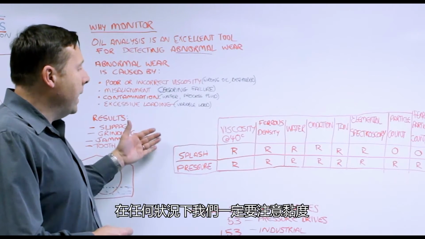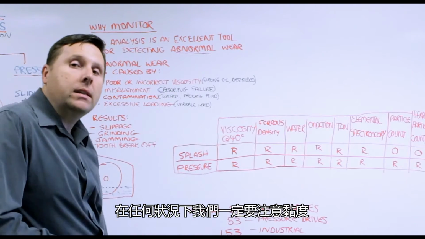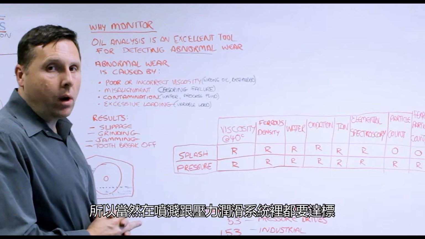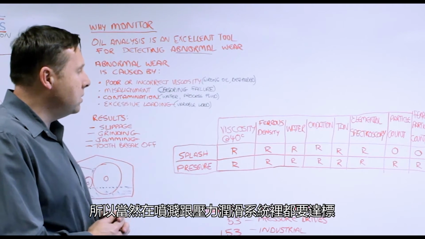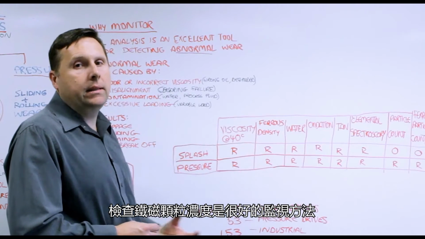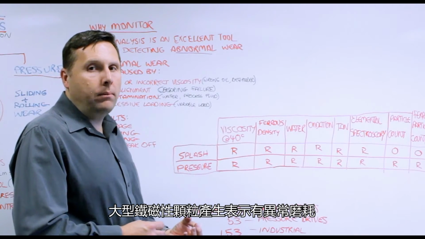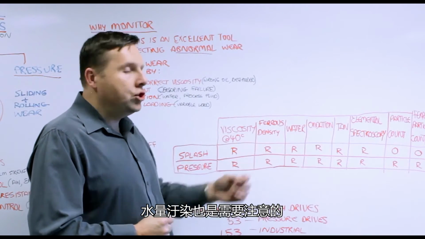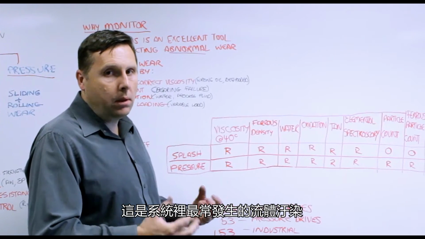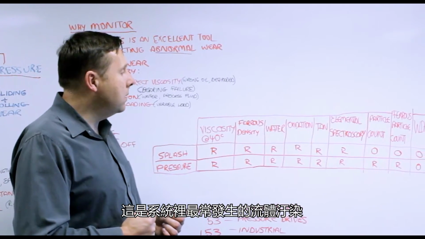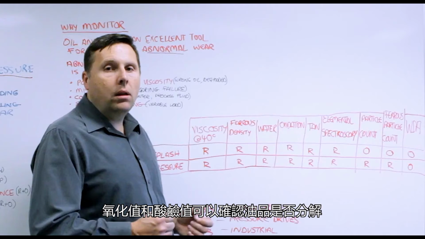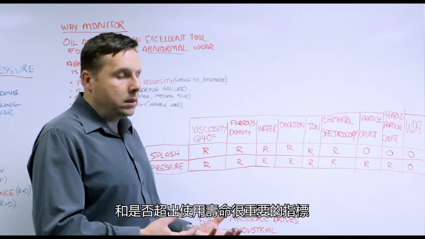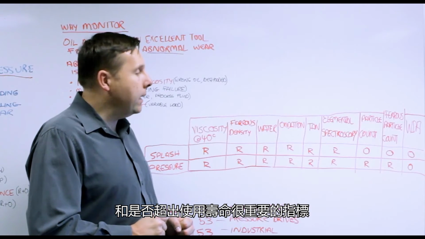So with those two types of application, how do we monitor that from a perspective of oil analysis? Well, in all cases, we want to look at viscosity. It's the most important physical property of the lubricant, so you definitely want to require that for both splash and pressure systems. Ferrous density is an excellent screening tool for the large abnormal ferrous wear that can occur when you have abnormal wear being produced. You want to check for water contamination. It's the most common liquid contaminant getting into the system. Oxidation and acid number is critical to determine if the lubrication oil is degraded beyond its normal useful life.